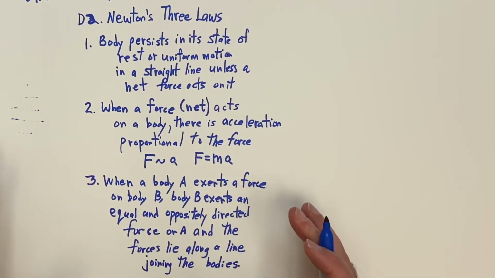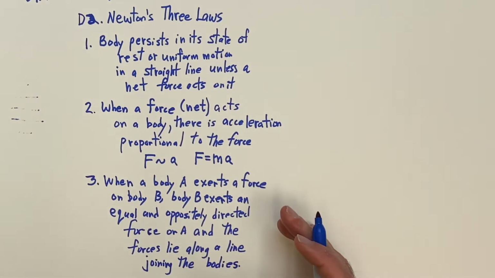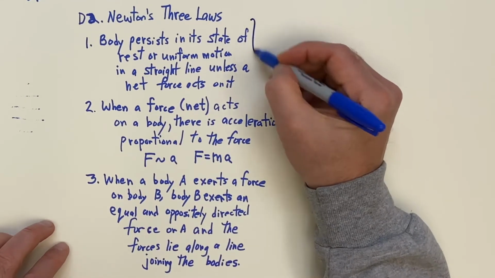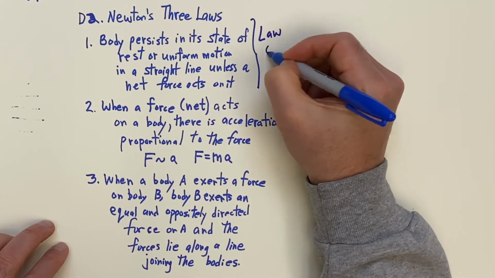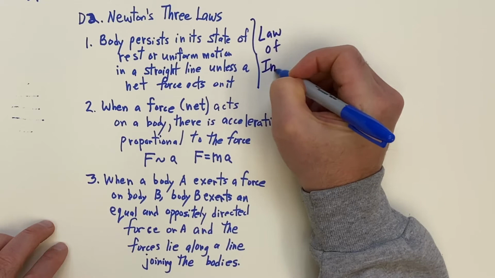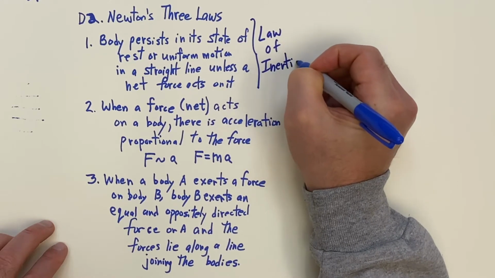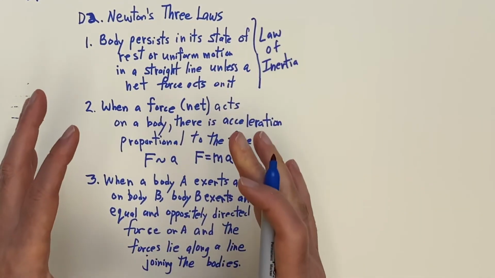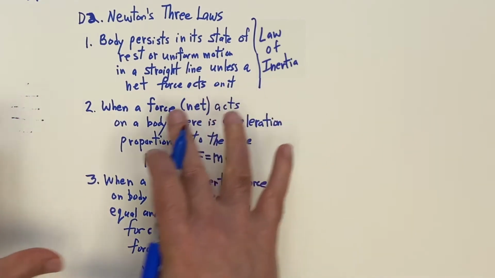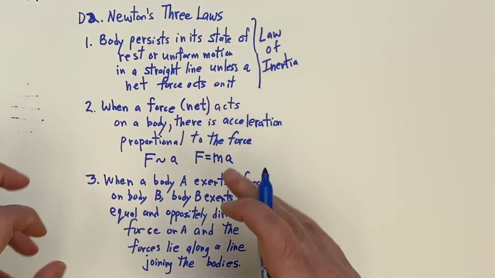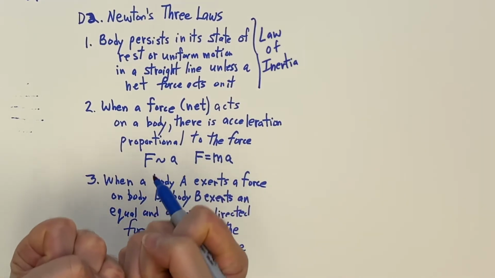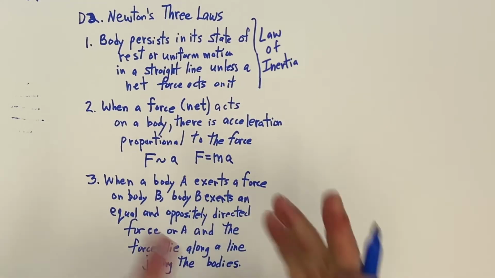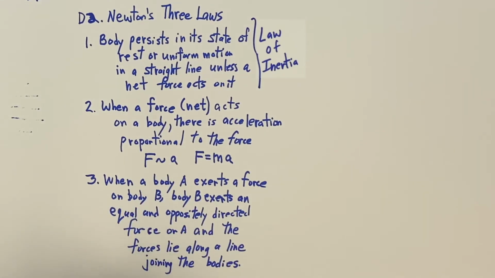Now, I would like to have nicknames for all of these laws. So the first law here, nickname: Law of Inertia. In other words, the mass wants to stay at rest or keep moving because it has inertia, we say, or the mass itself, the stuff, requires some kind of a force to make it change its motion or its status.